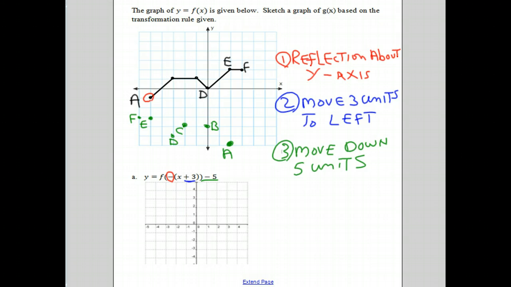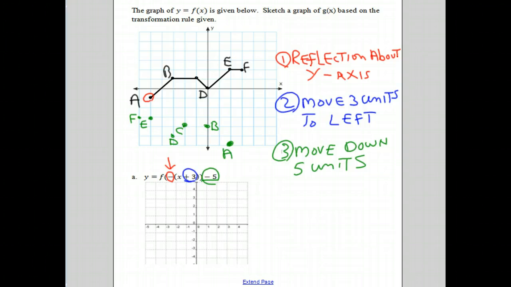So just to summarize, we'll notice in the transformation f of negative x plus 3 minus 5, the negative sign means we're going to reflect each point about the y-axis. The plus 3 means we're going to be moving it to the left 3 units. And finally, the minus 5 means we're going to move it down 5 units. And now we just have to connect it all up.